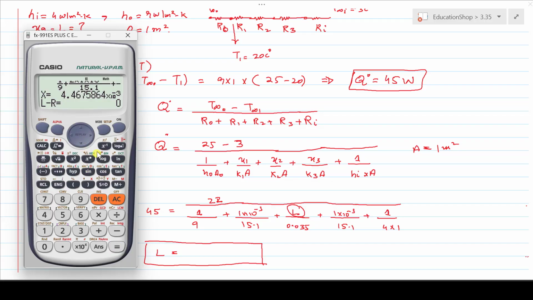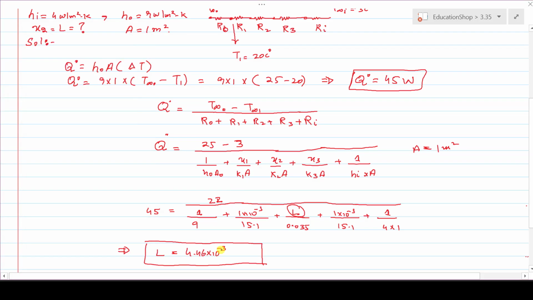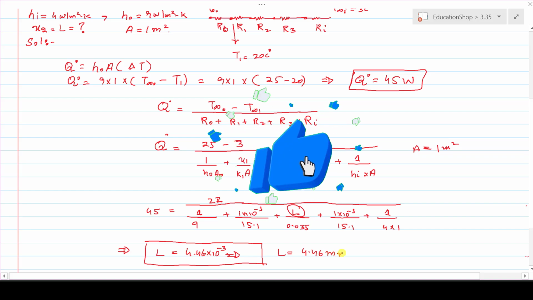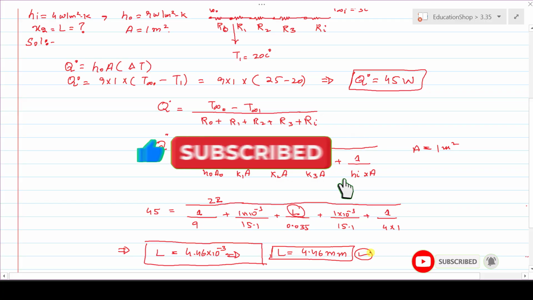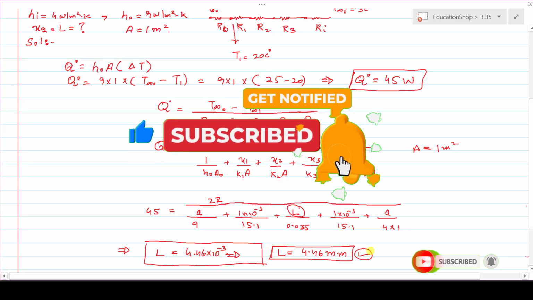and it will give you the thickness of the insulation, that is 4.46 multiplied 10 to the power minus 3. Let me write this on notebook. This 10 to the power minus 3 is basically equal to milli, and we can say that thickness of the insulation is 4.46 millimeter. This is the final required thickness of the insulation in order to avoid condensation at the outer surface of the sheet. Thank you so much.